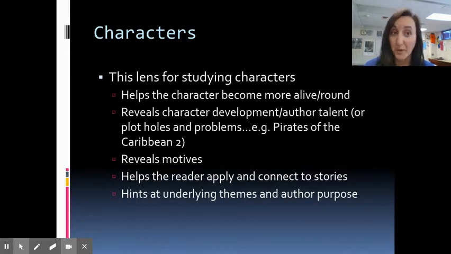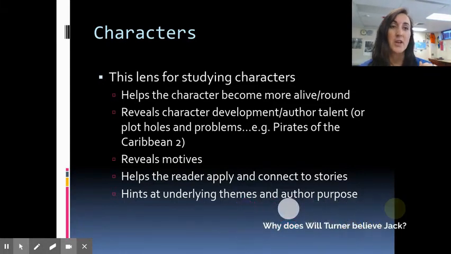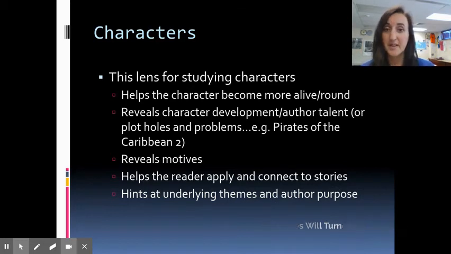It's going to reveal character motives, right? So this character believes this, but maybe does this. And anytime you see a dissonance or a dichotomy between those two, you're going to be able to kind of guess where things are headed in the novel.